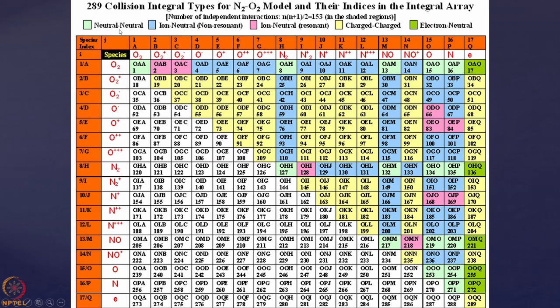So, it may be neutral interaction, ion-neutral interaction, ion resonant or non-resonant interaction, then charge interaction, then electron-neutral interaction. These are different kinds of interaction, and for each interaction there is a different kind of interaction potential. So, for any practical system, you first have to understand what species are present there. How will you know the species? From the Saha ionization equation you can get to know about the species. Once you know which species are present, then you have to first search what type of interaction they are doing.